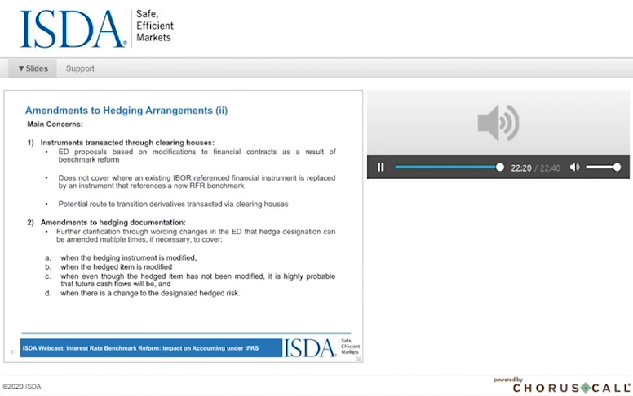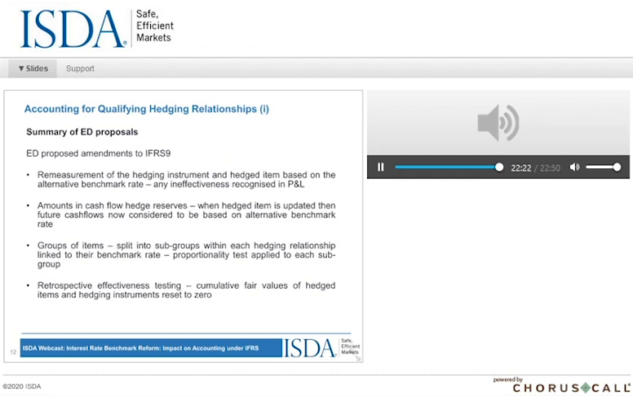Slide 12 outlines the key points from the exposure draft with respect to accounting for qualifying hedges. The first point is that when a financial instrument designated in a hedging relationship is transitioned from IBOR to an alternative benchmark rate, then the remeasurement of the hedged item and hedging instrument is based on the alternative benchmark rate, with any ineffectiveness being recorded in the P&L.